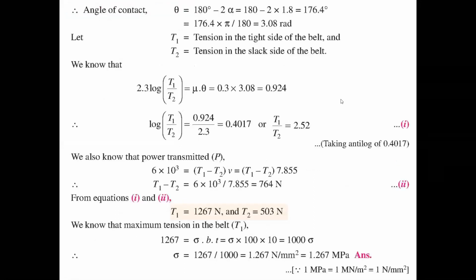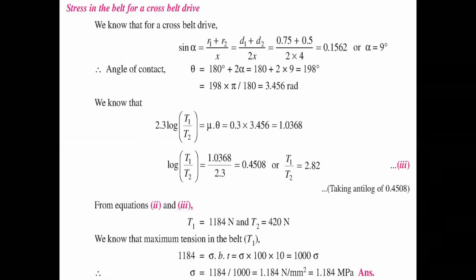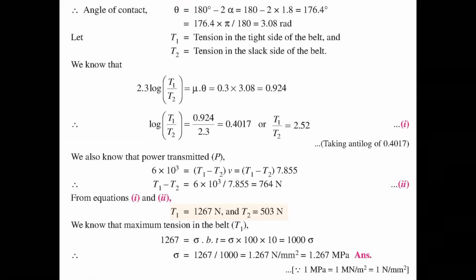So in our open belt drive, it is 1.267 megapascals. In our crossed belt drive, it is 1.184 megapascals. Those are the stresses obtained in the open belt drive and crossed belt drive.